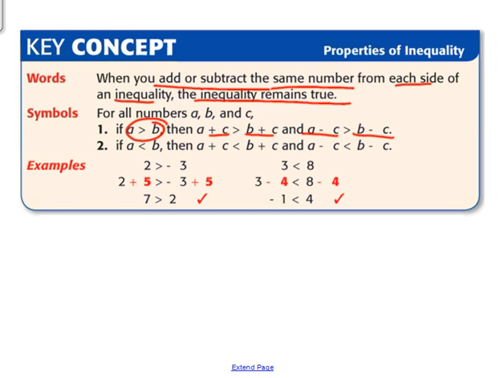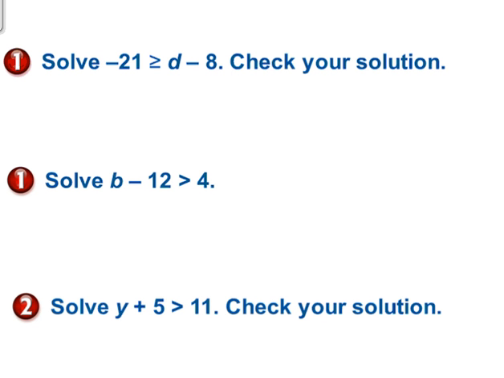By the same way, if A is less than B, then A plus C is less than B plus C. And A minus C is less than B minus C. So if I add or subtract the same number from both sides of an inequality, I do not change the inequality. Let's do an example.